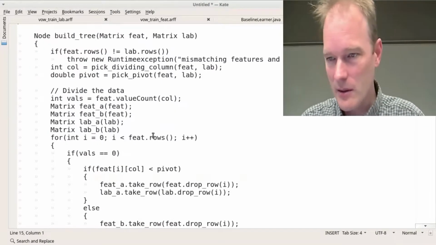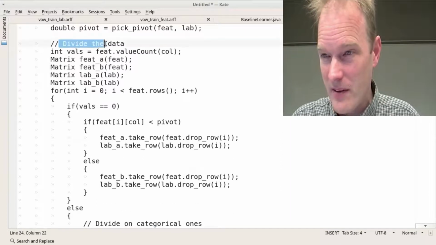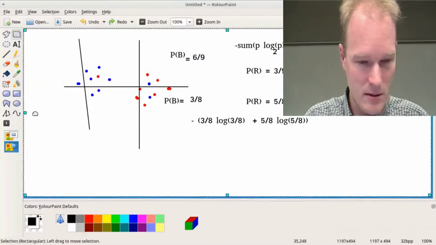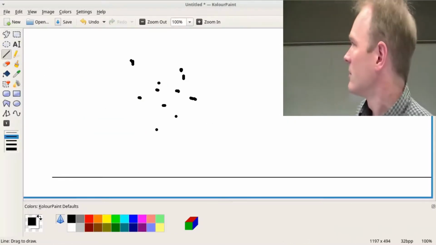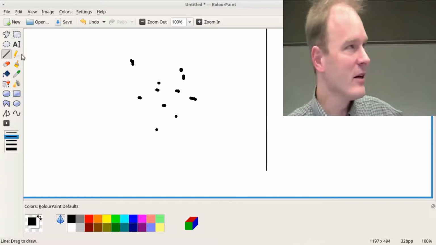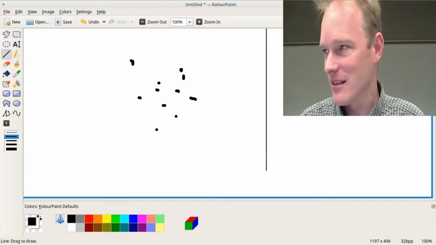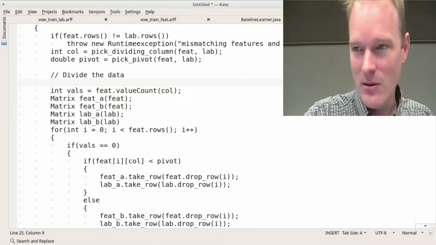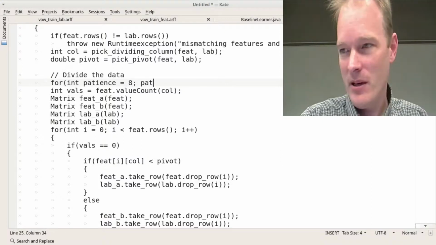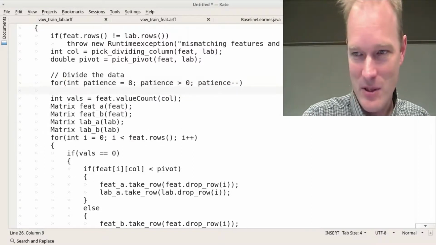Now, just to add a little bit of strength to this algorithm, right here where we divide the data, what happens if your data looks like this, and it decides to divide right there? That's bad, right? Or right there. Then it makes a leaf node, and that's really not what you want. So we want to give it a couple of tries at least. So I'm going to suggest around here, let's do for patience equals, how much patience should we have? Patience is more than 0, patience minus minus. Now it seems kind of meaningful.